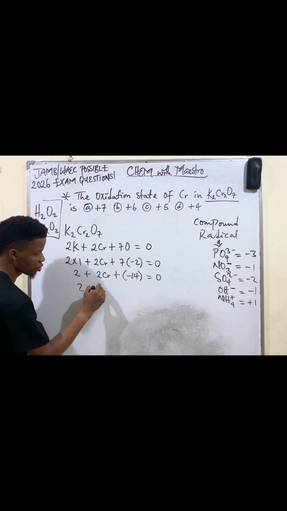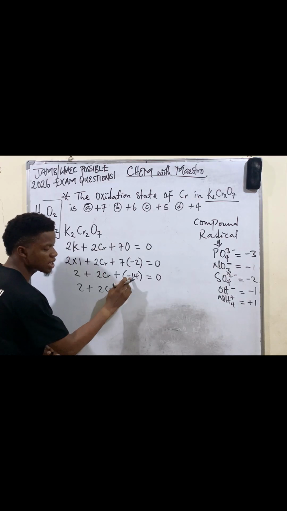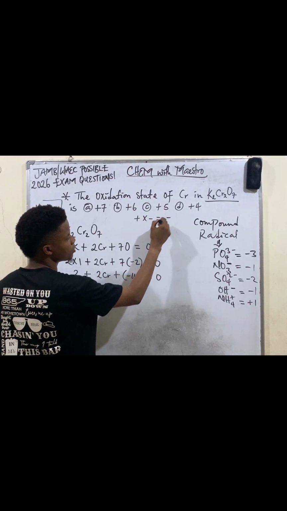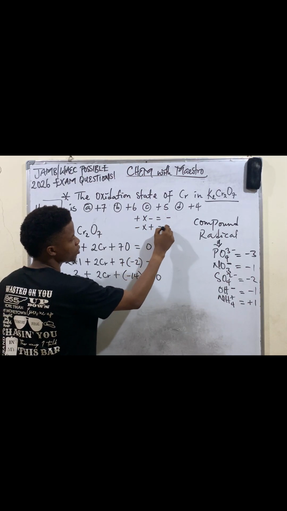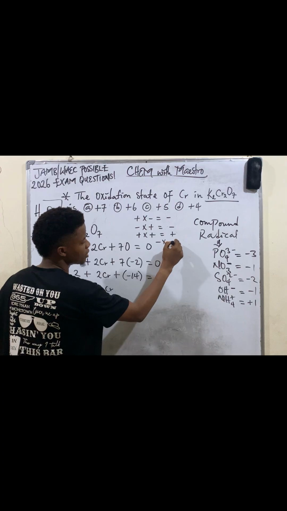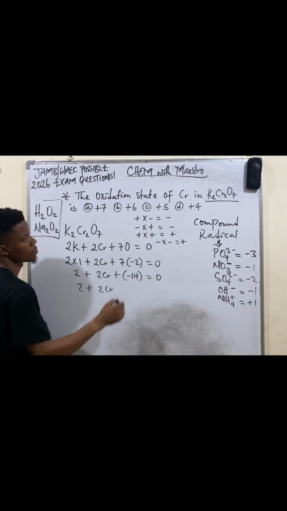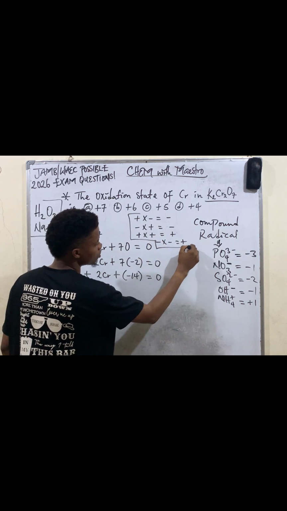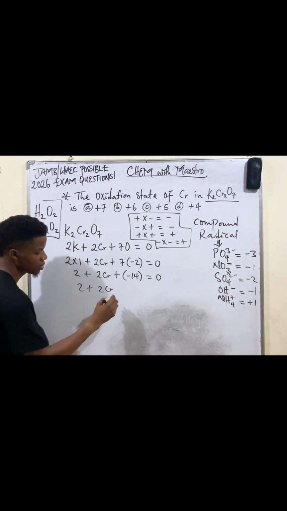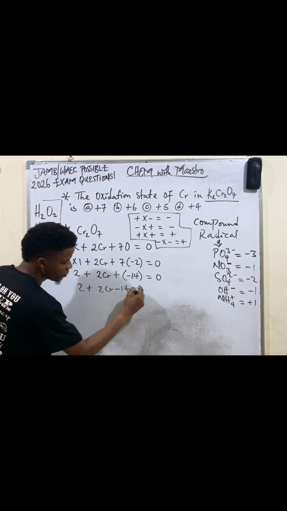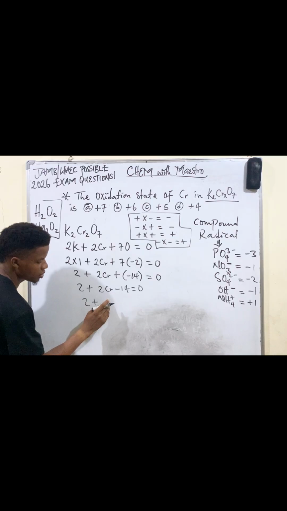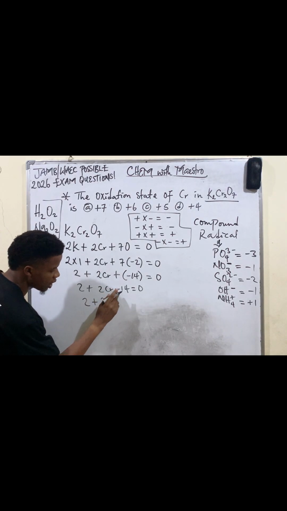Now, plus times minus is minus. Minus times plus equal to minus, plus times plus equal to plus, and minus times minus equal to plus. This is just a mathematical rule. So plus times minus is minus, giving minus 14 equal to 0. So we now have 2 plus 2Cr, and then minus 14.